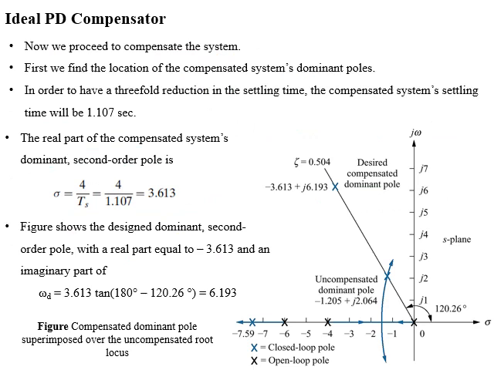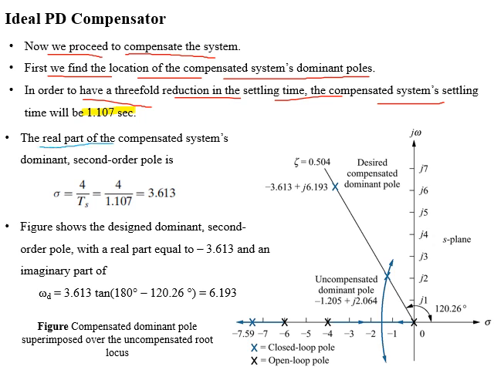Students, now we will design a compensator for the system. For this compensator, first of all we will find the location of the compensated system's dominant second order poles. For a threefold reduction in settling time, the compensated system settling time will be equal to 1.107 seconds, which is 1/3 of 3.320. Now for a settling time of 1.107 seconds, we will find the location of the dominant pair of poles.